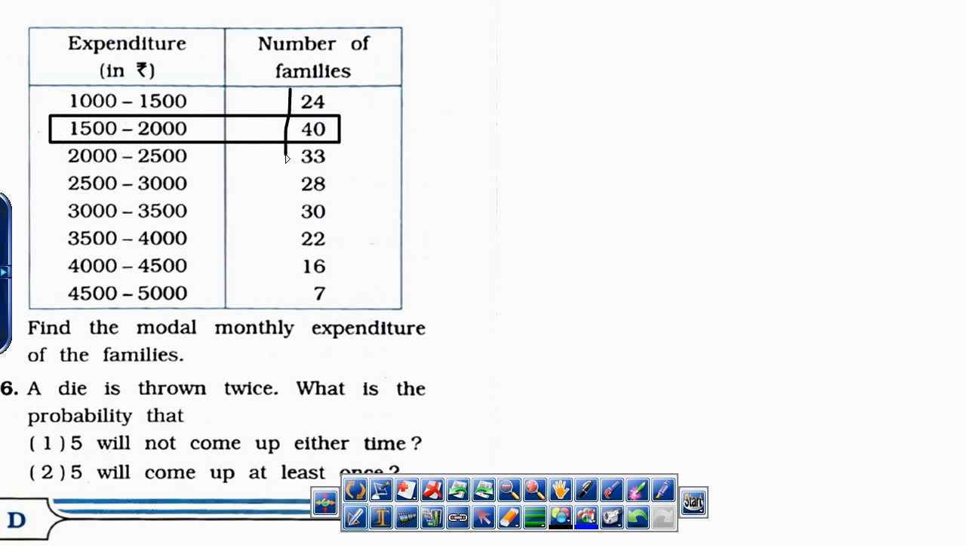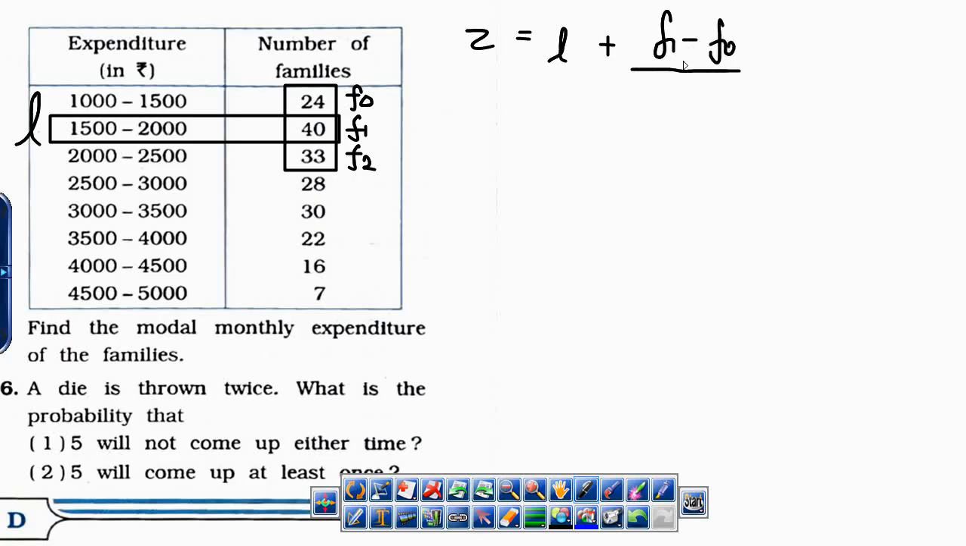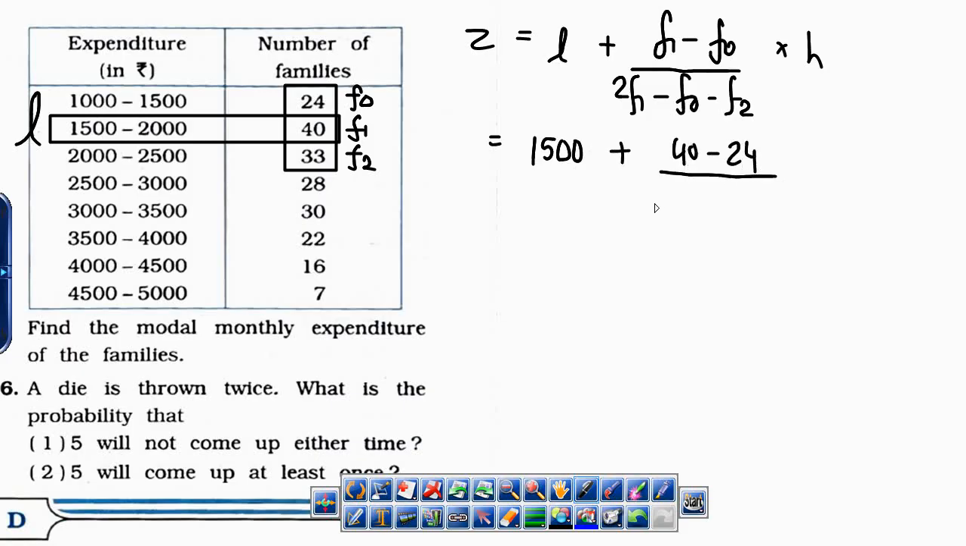तो 40 के ऊपर नीचे के नंबर्स और 40 के साथ क्लास, ये बन गया हमारा थॉर का हथौड़ा. F0, F1, F2, L. All instantly available. All you have to do is apply the mode formula. L is 1500, F1 minus F0, double of F1 minus F0 minus F2 into H, class length 500.